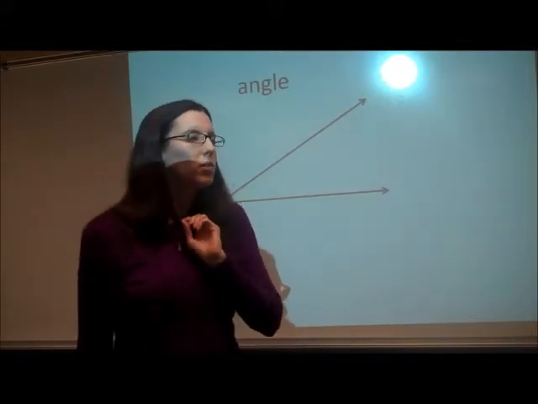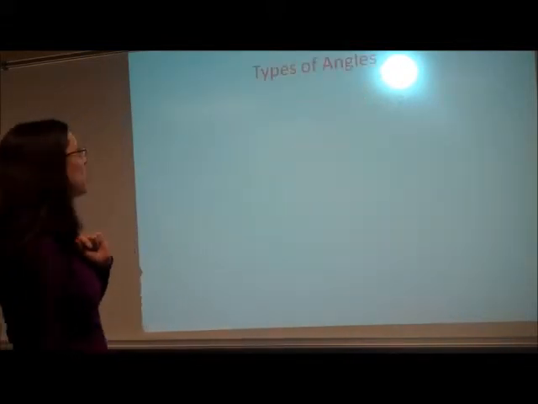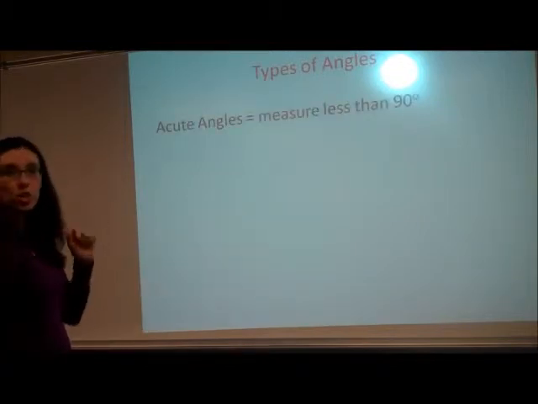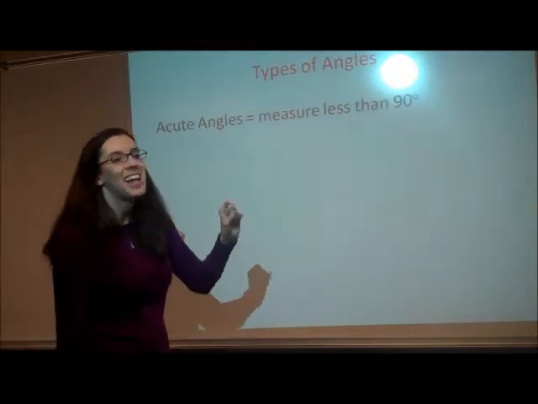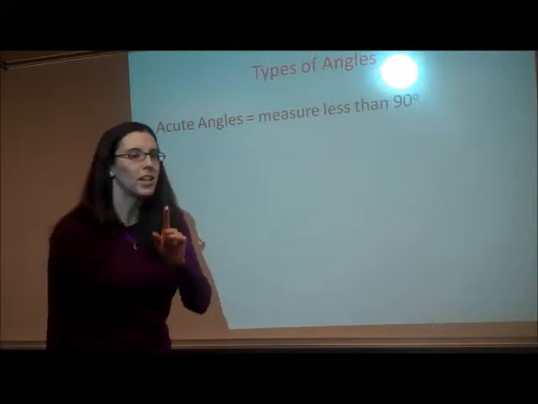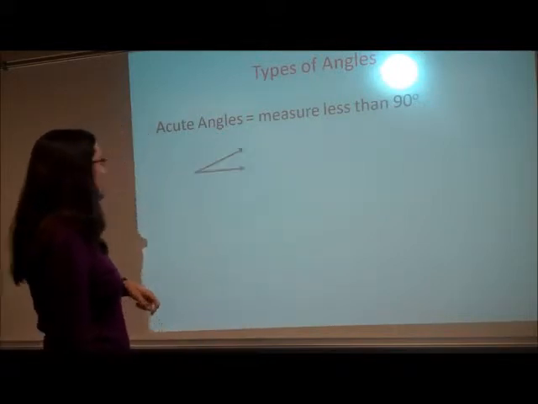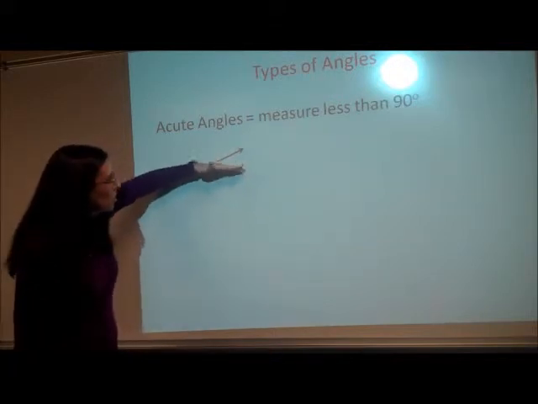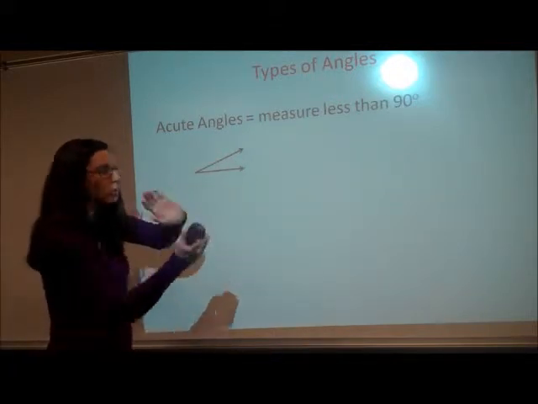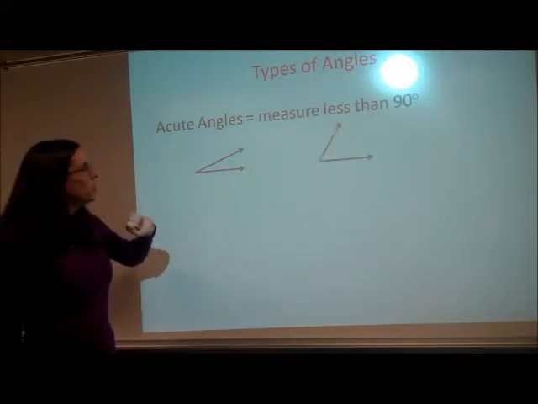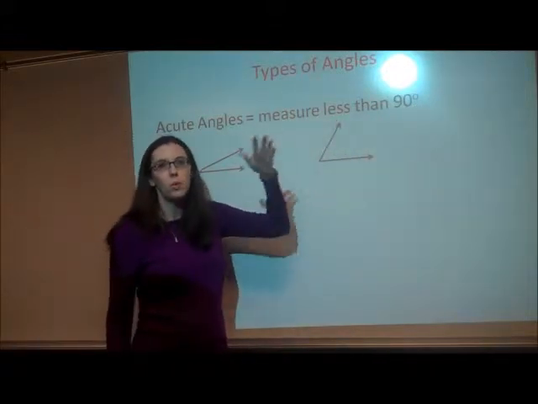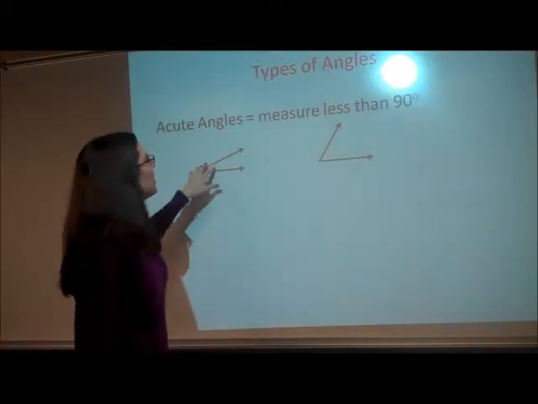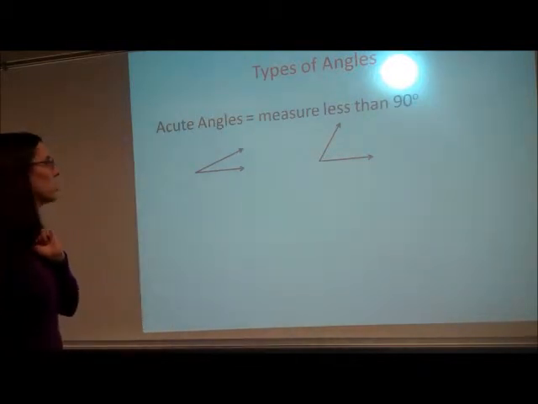Now, we have a couple different kinds of angles. Some of these you may already know. So we have an acute angle, which measures less than 90 degrees. Not 90 degrees, but less than 90 degrees. So it could look like this, so a little bit more than 0, because right where they would be together would be 0. So just a little bit above it, all the way to almost straight up and down. Okay? These are both examples of acute angles.